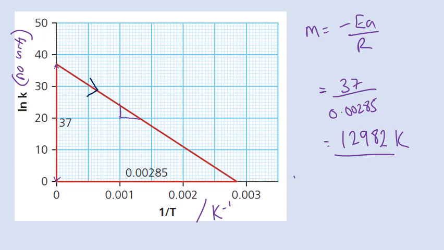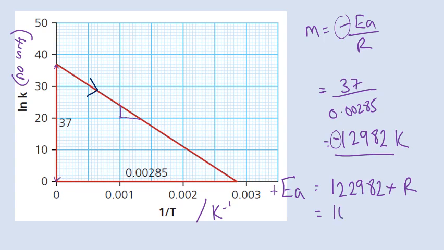Now if I want to find my Ea, the gradient is actually negative, look, I just need to put a minus sign there. It's a negative gradient. My Ea will in fact be the gradient times by R. Notice how I've got rid of the minus sign here. I've removed the minus signs because I know that Ea, activation energy, will be a positive value. I take this now and I times it by R, which is 8.31.